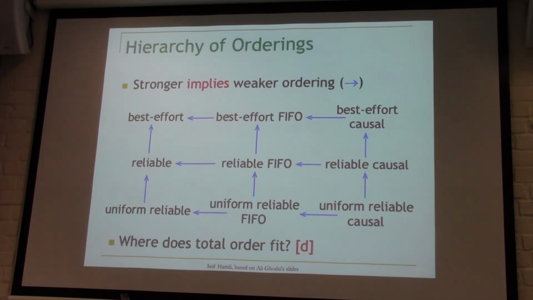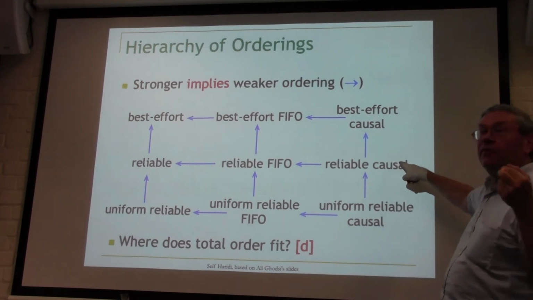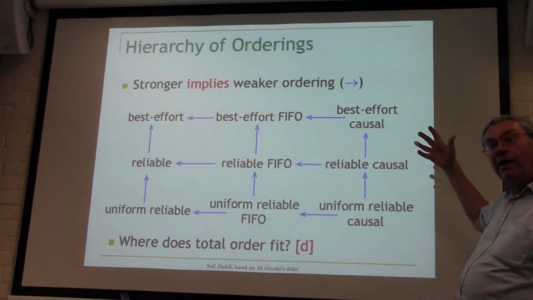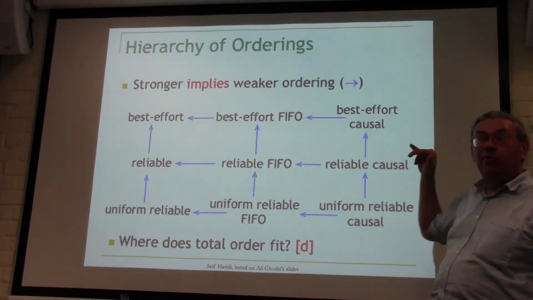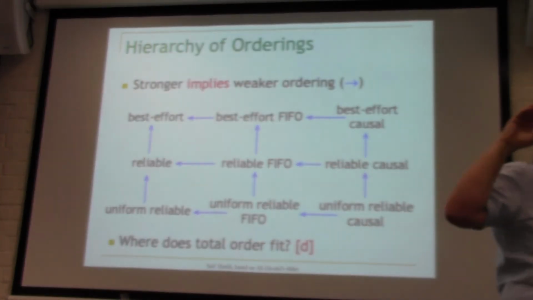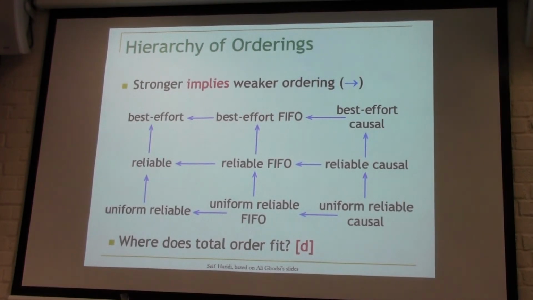So total order, yeah? The bottom right corner, since it's so strong. Where would it fit? How would it compare to reliable causal, for example? It would be stronger than reliable causal. Is it stronger than reliable causal? No. Really? You sure about that? That means an algorithm that has total order broadcast is causal. Is that true? That would mean it's stronger. Really? You sure about that?